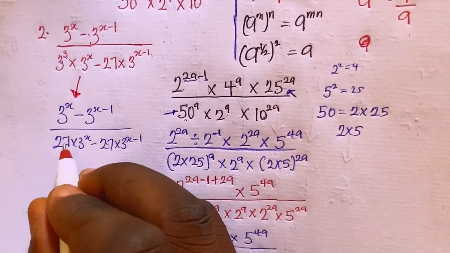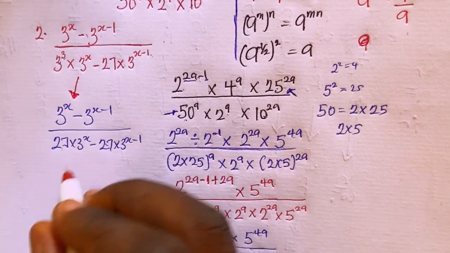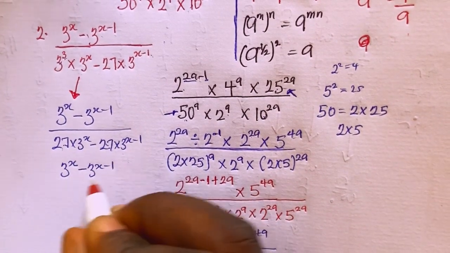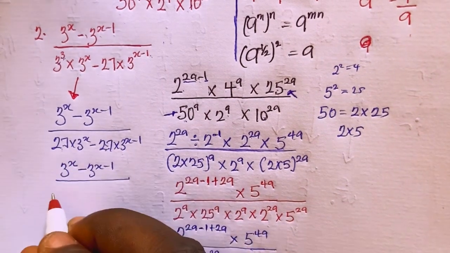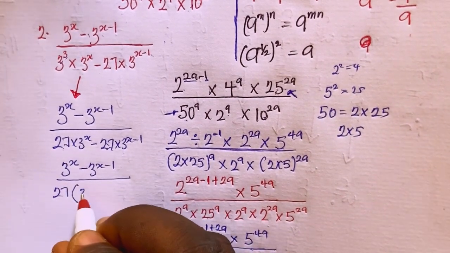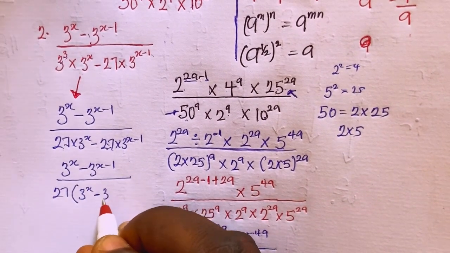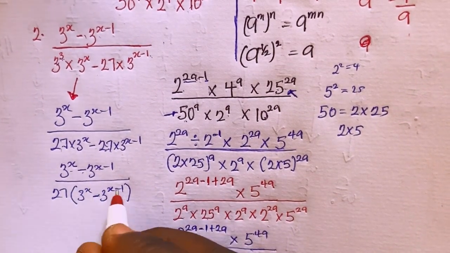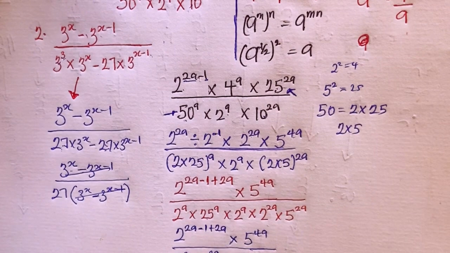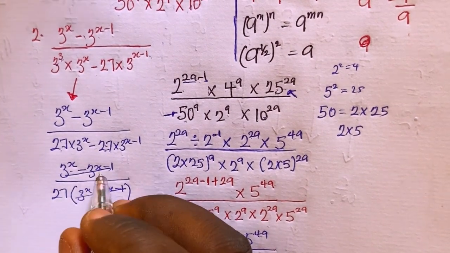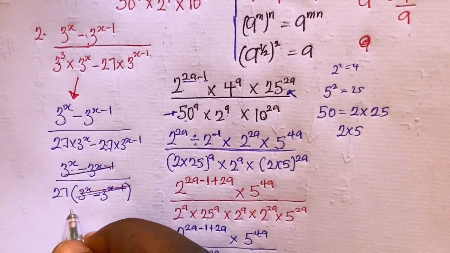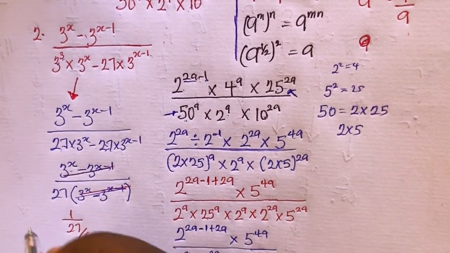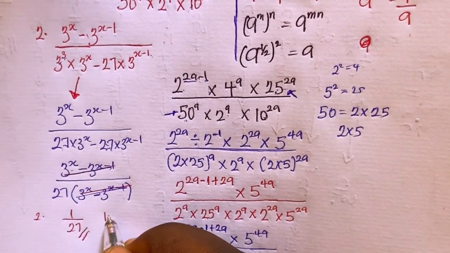So if you look at this, what can I factorize? I can factorize 27, so that I'm going to have 3 raised to the power of x minus 3 raised to the power of x minus 1, divided by, factorize 27, 27 into bracket 3 raised to the power of x minus 3 raised to the power of x minus 1. If you look at this very well, this and this are the same, so they will cancel out. So simply, you are going to have 1 over 27. So that's just the answer for the second one, and for the first one, we have 1 over 2.